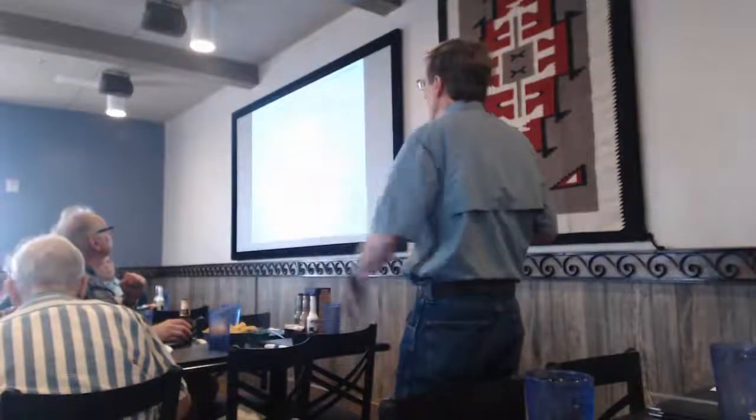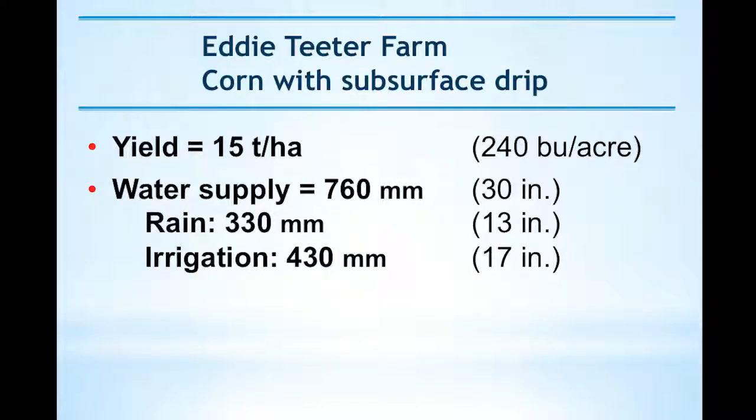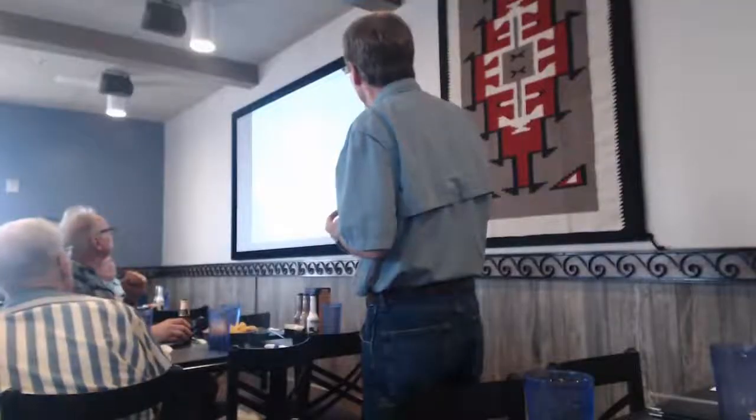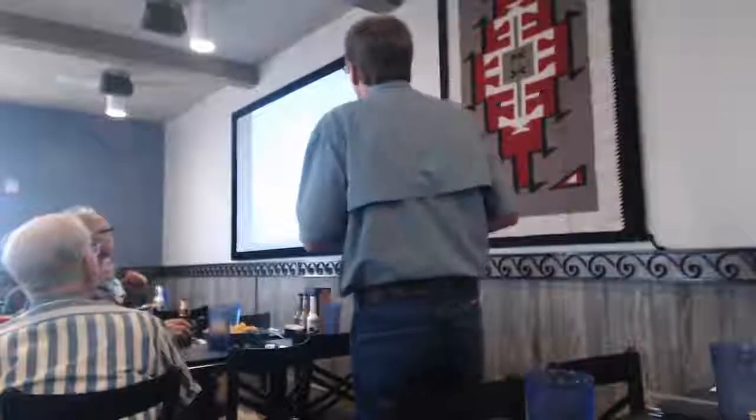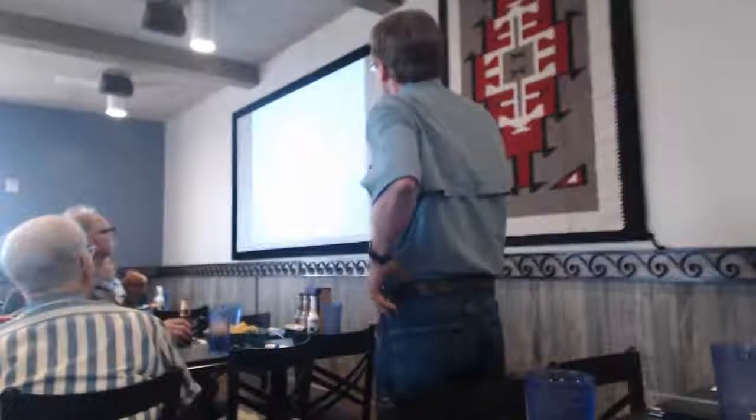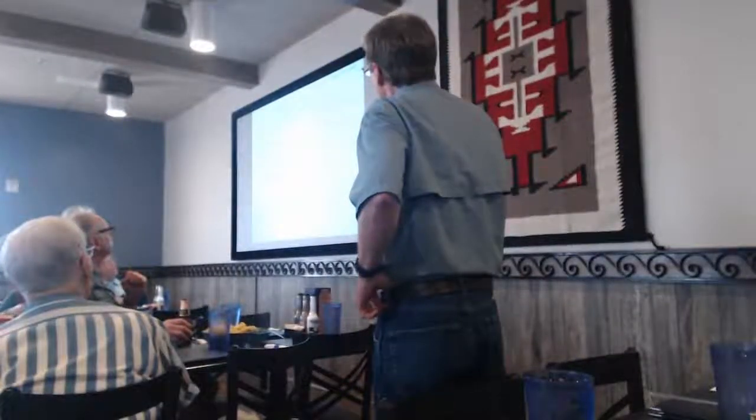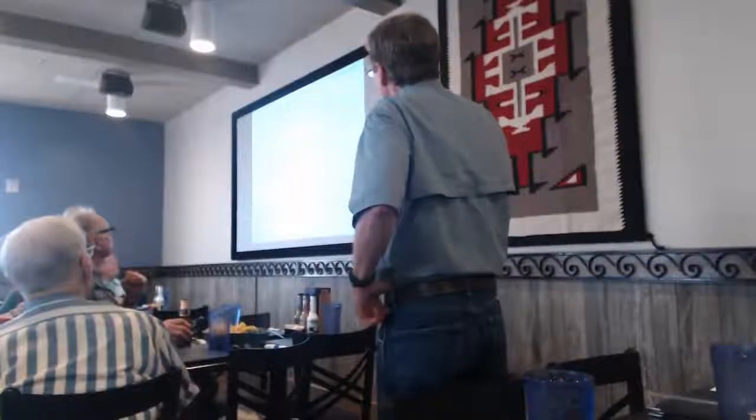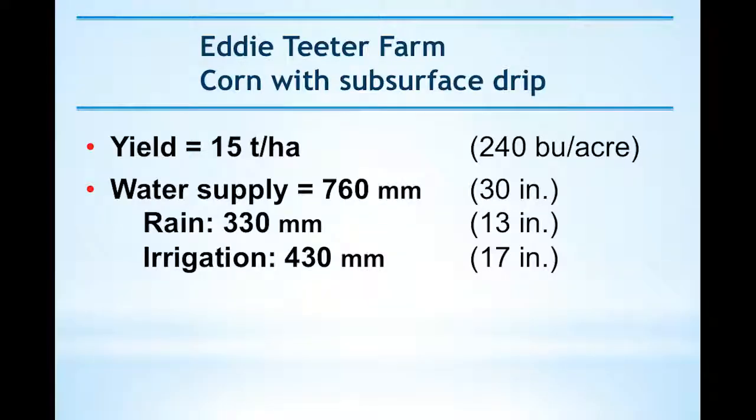There's no evaporation losses. Yields, I'm using some metrics. Some of you all know bushels and acres and so on. But I gave this at an international meeting last September, so we're all with metric. 15 tons per hectare. Now, here I have some English units for the rest of you. 240 bushels per acre, which is pretty darn good. It's a pretty good deal. 15 tons per hectare.